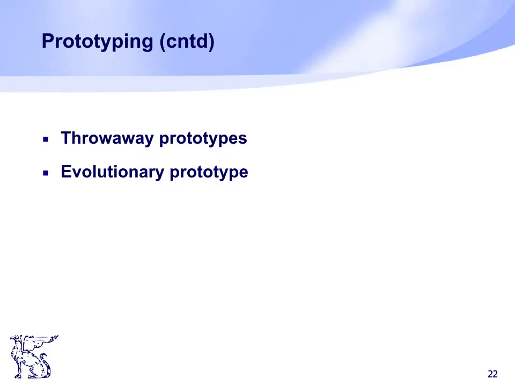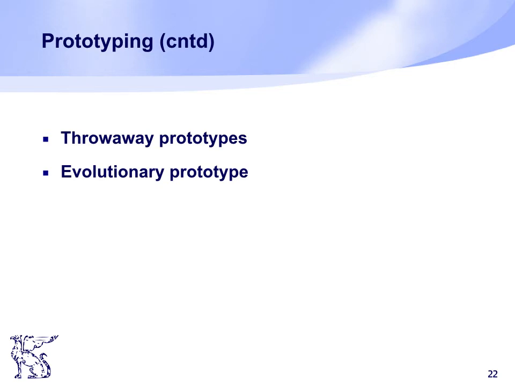And here are the types of prototyping. In some books you will see there are 4 types of prototyping: rapid throwaway prototyping, evolutionary prototyping, incremental prototyping, and extreme prototyping. But in this slide we will talk about only 2 prototyping models. These 2 are actually the most important ones: throwaway prototyping and evolutionary prototyping.